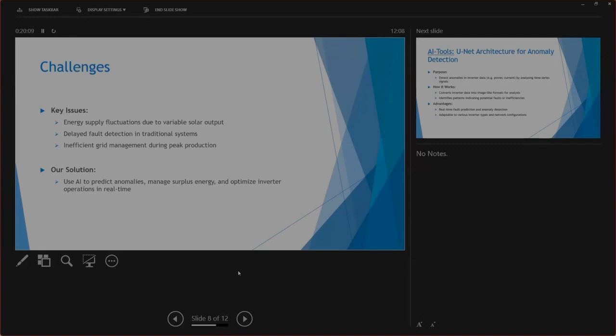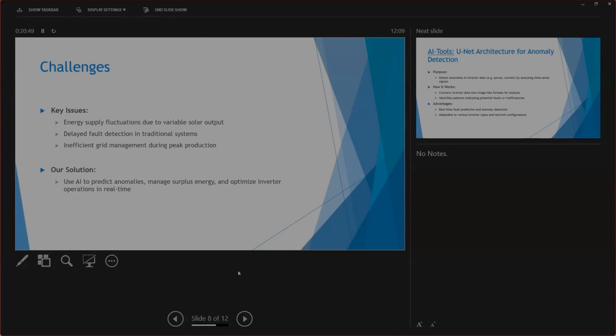That is what I've been saying. Energy supply fluctuations are one of the key challenges, along with delayed fault detection in traditional systems. Indeed, it has been quite some time since they had this issue, but it is happening, and it is expected to happen a bit more given the climate change in Cyprus. And it takes quite a bit of time to recover the system.